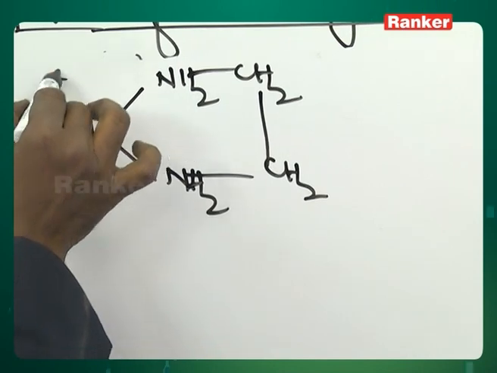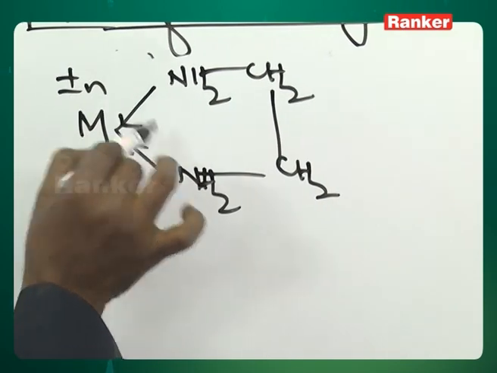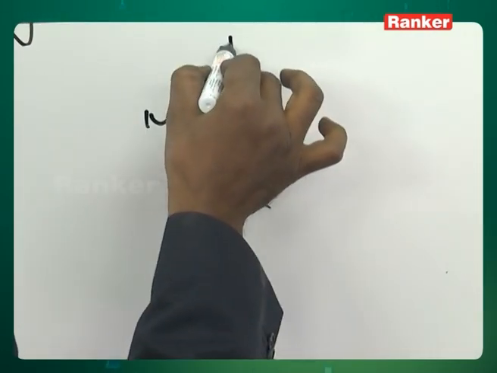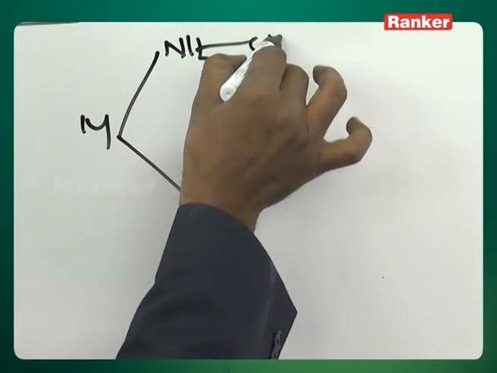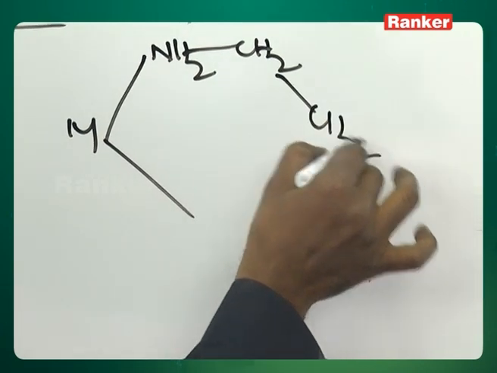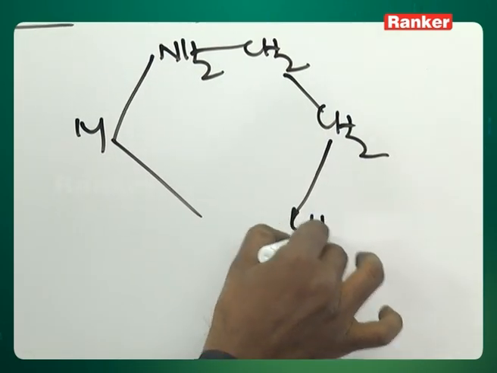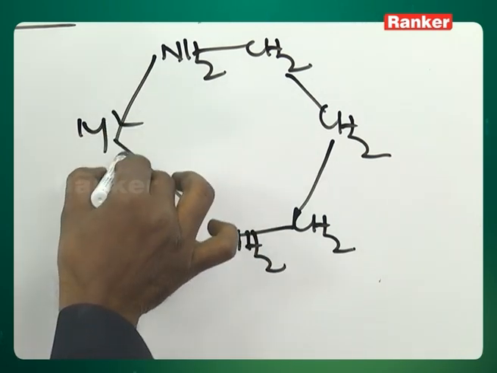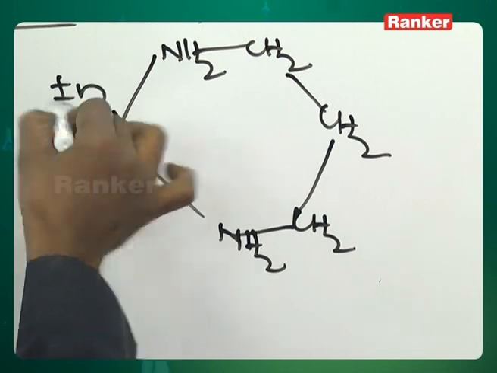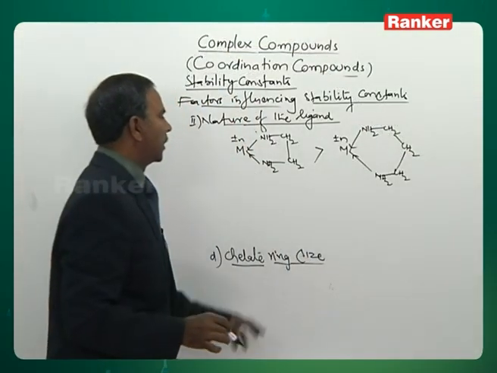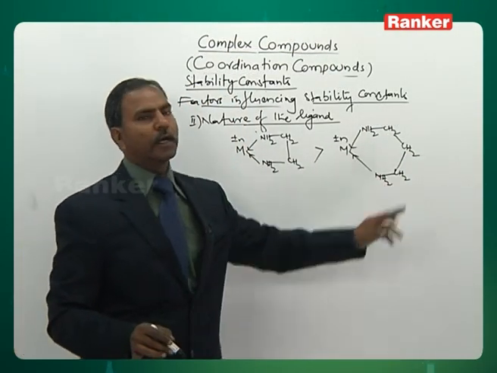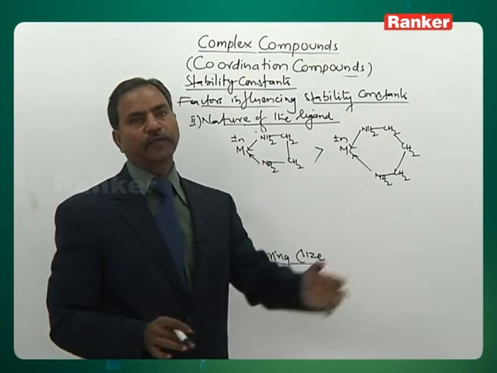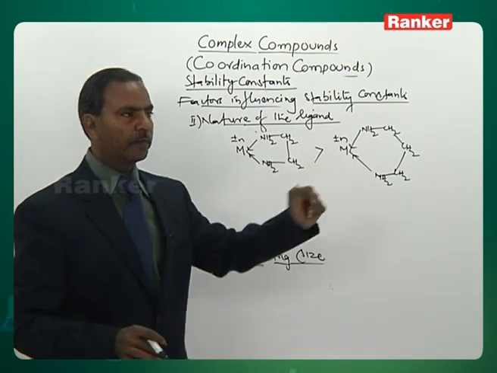M(en) complex. Then the M(tn) complex, I am writing, look here, tn trimethylenediamine complex. The M(en) complex is more stable than what? The M(tn) complex. And this is a 5-membered ring, that is a 6-membered ring. This is the order of stability.